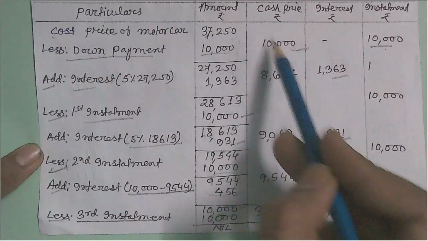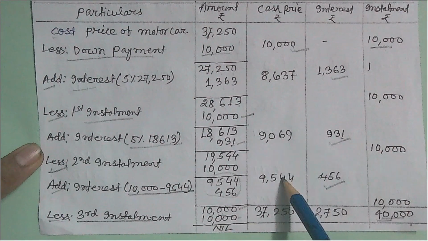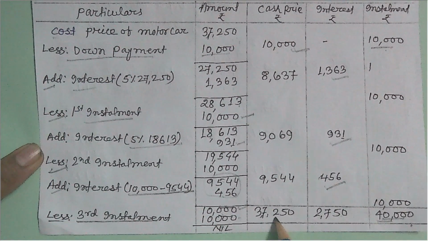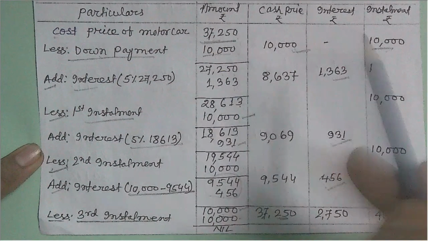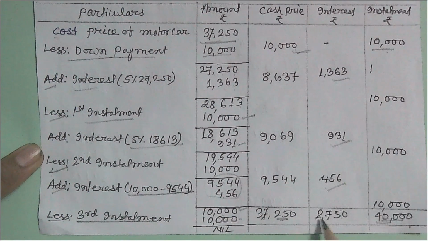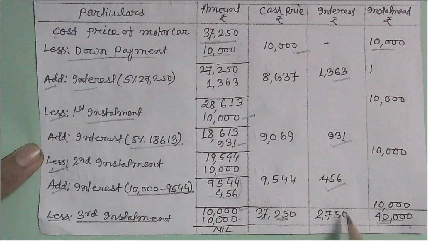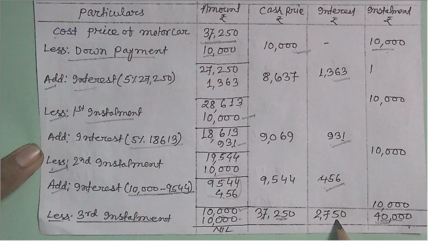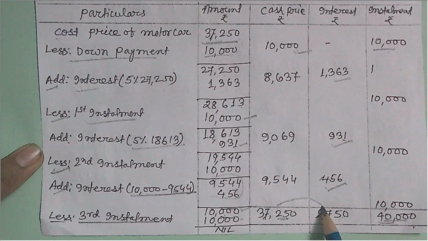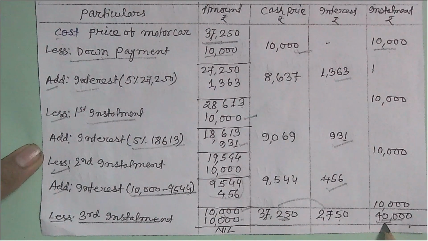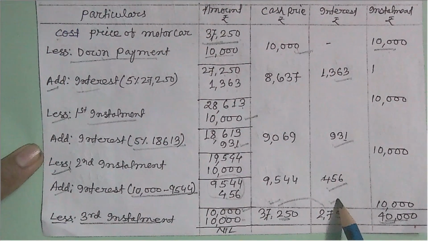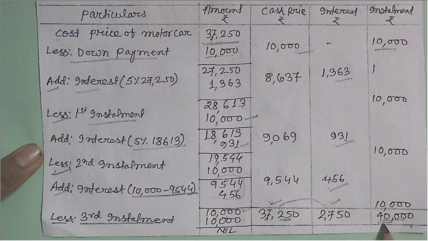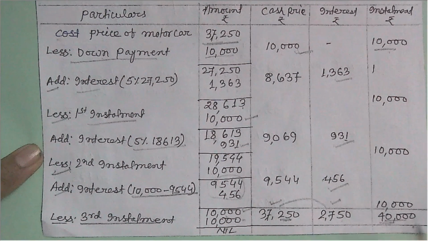Then you see, if you add this column, 1 2 3 4 items, then you will get this 37,250. It is the cash price of the motor car, this one. And if you add these three amounts, you will get 2,750, the total amount of interest paid in 3 years. And when you add this plus this, then you will get this 40,000. So this is the cash price of the motor car, this is the amount of interest, and this is the hire purchase price. Okay students, well, thank you very much.